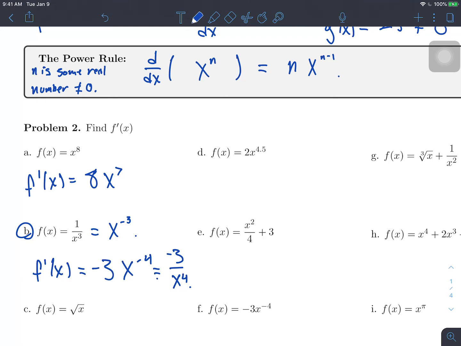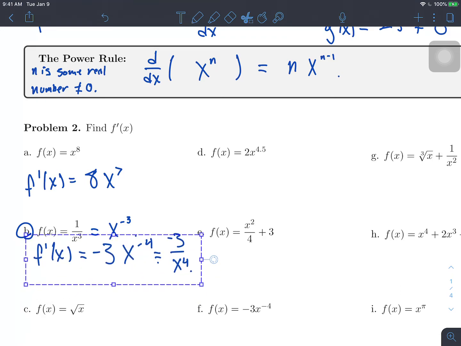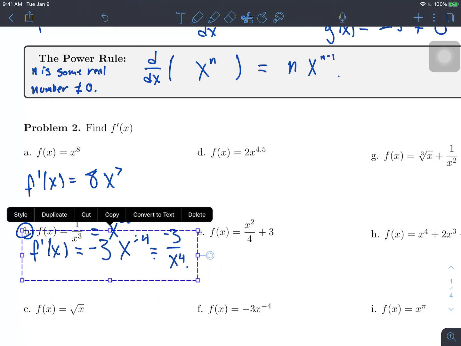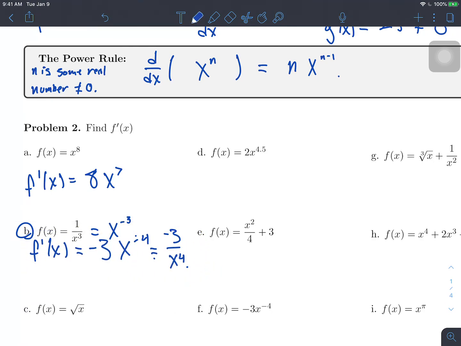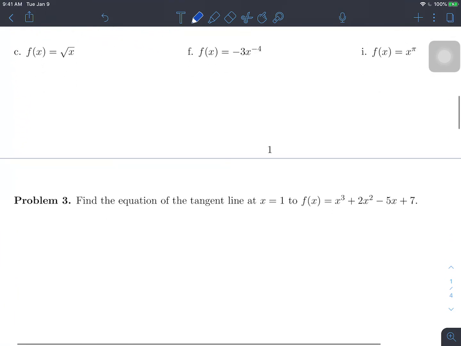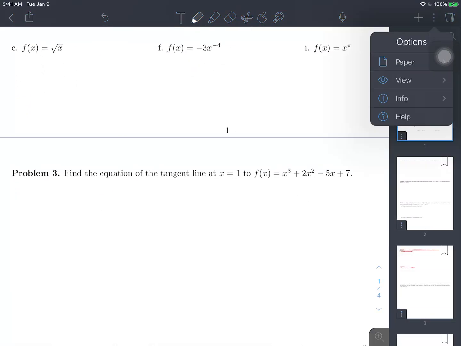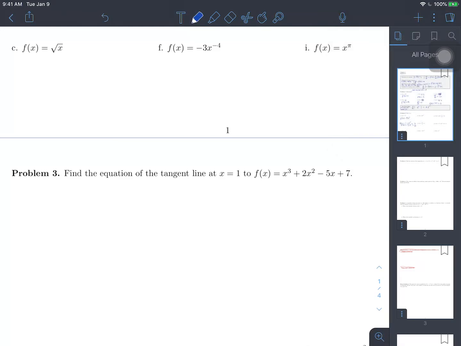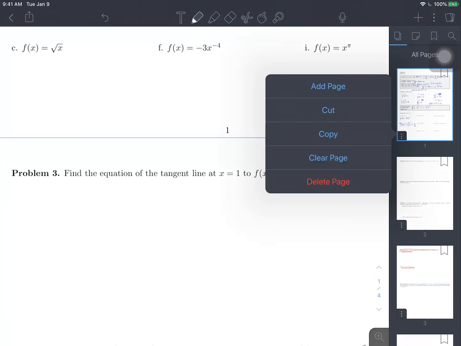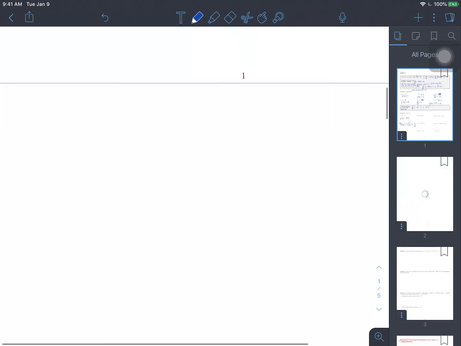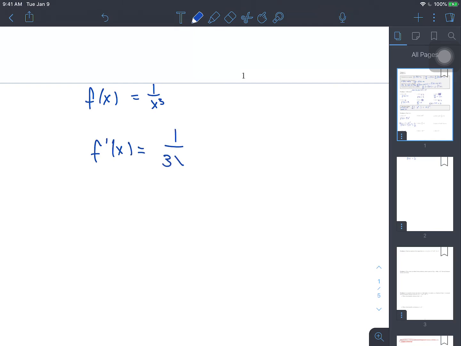Okay, so let me really quickly describe for you guys a common mistake that I see students make on a problem like this. I'll add a page so that we don't have to get real cramped here. Okay. The common mistake that I see students make is they say, okay, f of x equals 1 over x cubed. So f prime of x, we just do the power rule, so we get 1 over 3x squared. Done.